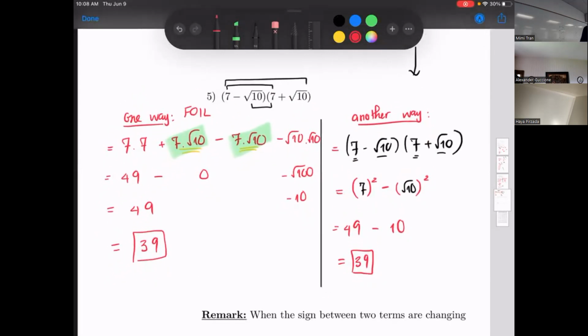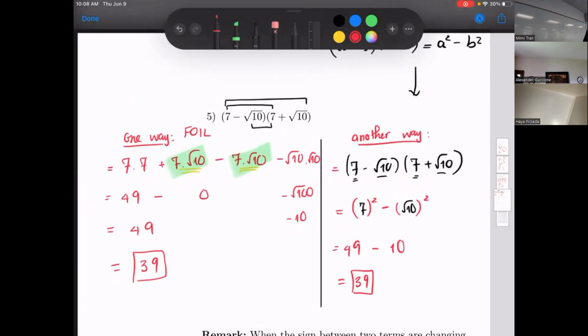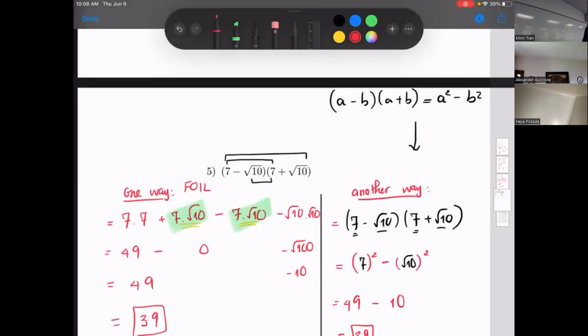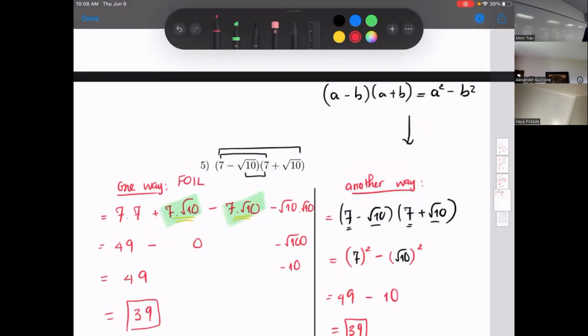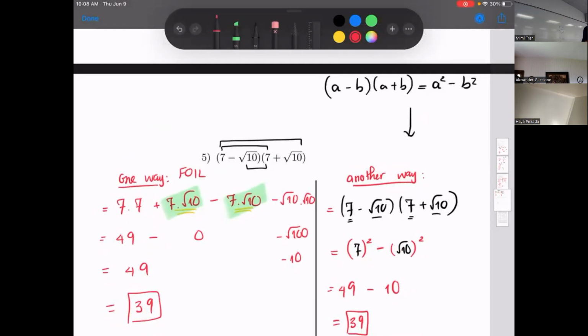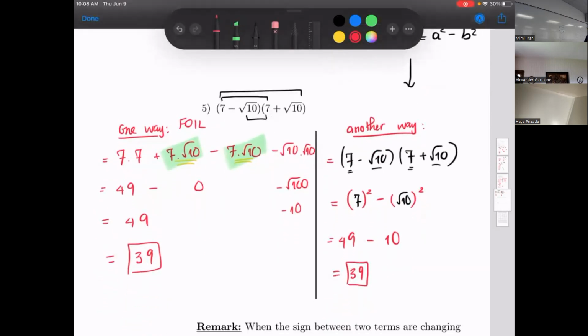Whichever way you like. On the exam, whichever way you like. FOIL always works, doesn't matter. You have different numbers, same number. But if you have the same number, you can see that the difference is square.